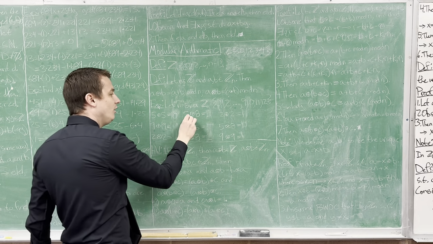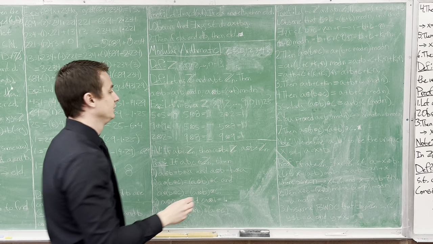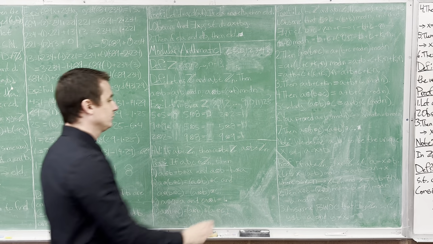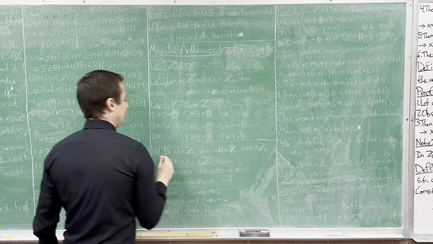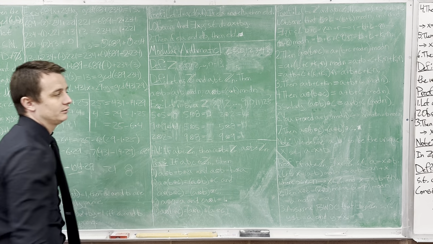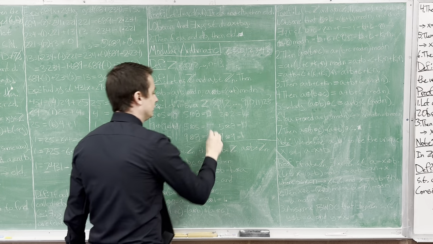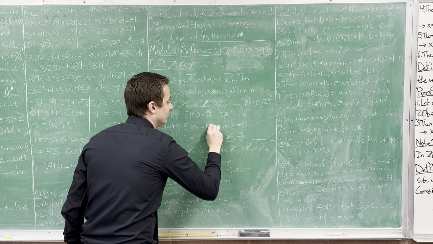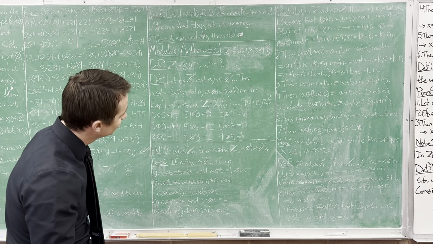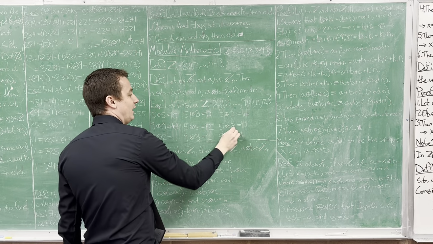Okay. 5 plus 8 is what? Zero. It's 13, but then we mod by 13 gives us 0. 2 plus 2 is? 4. 9 plus 19 is? Undefined. Good job. 5 times 5 is? 12. Thank you. It's 12.